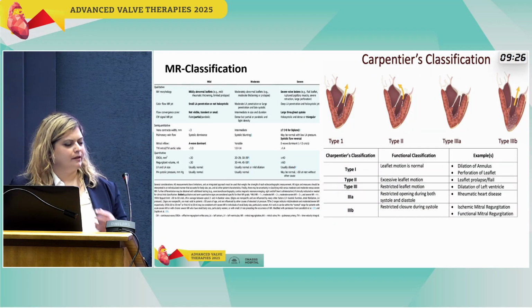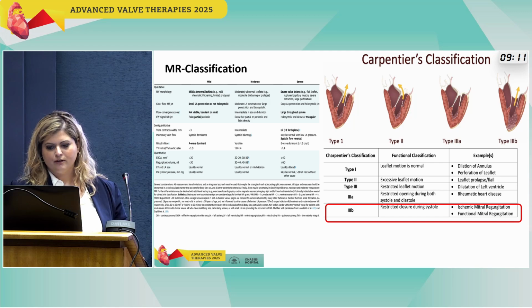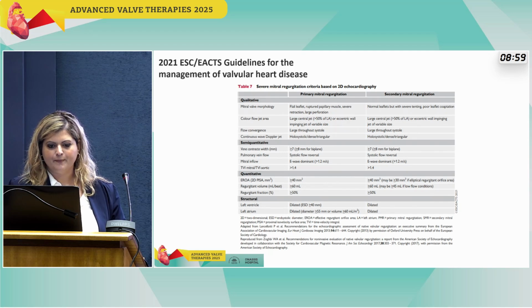A few words about the MR classification. We have the first classification, the quantitative one with mild, moderate, and severe, and we have the Carpentier classification, which is a morphology classification. In this case, we are talking about a Carpentier 3B, that's the tenting of the leaflets with a restricted closure during systole. It's a functional MR, we can say.